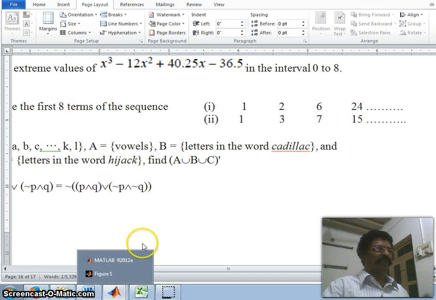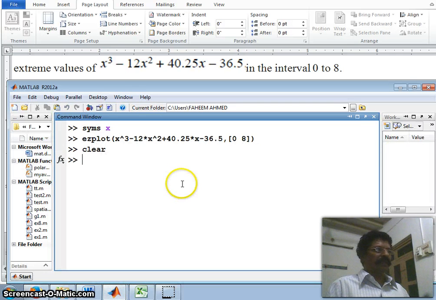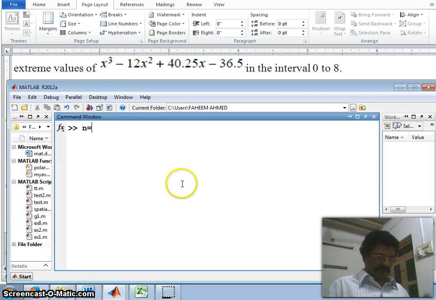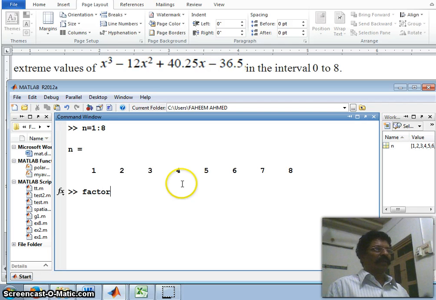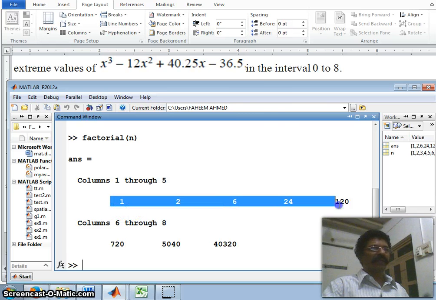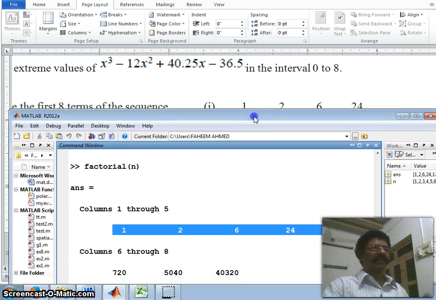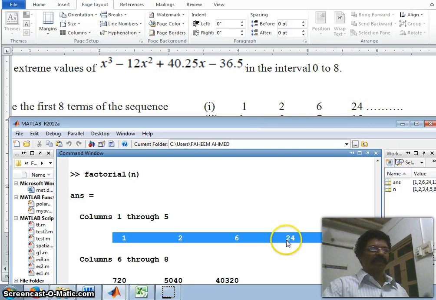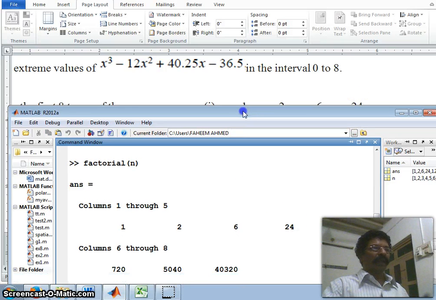Therefore what we can do is generate a sequence. I clear the command window. I take n equal to 1 to 8, and now I take factorial of n. Since n happens to be a vector, this will calculate factorial of 1, factorial of 2, factorial of 3, and so on up to factorial of 8. So again I get a vector, which is my desired series. See that 1, 2, 6, next number is 24, next number will be 120, and so on.